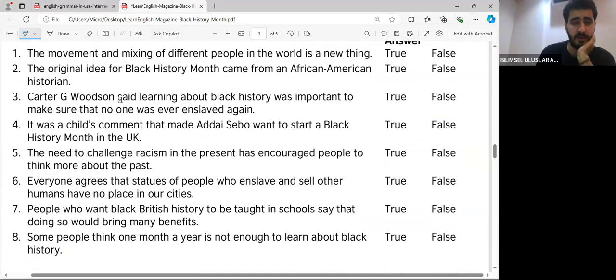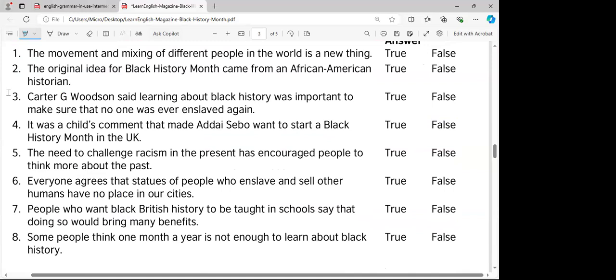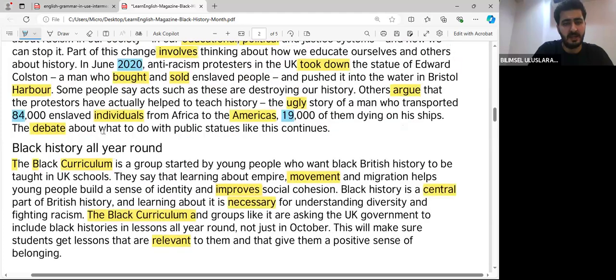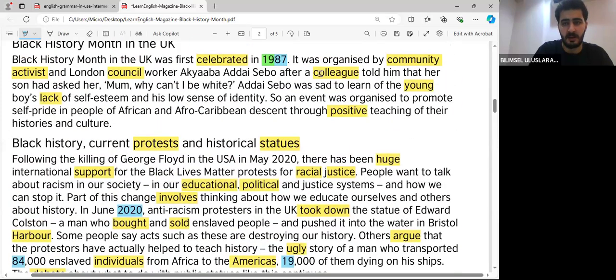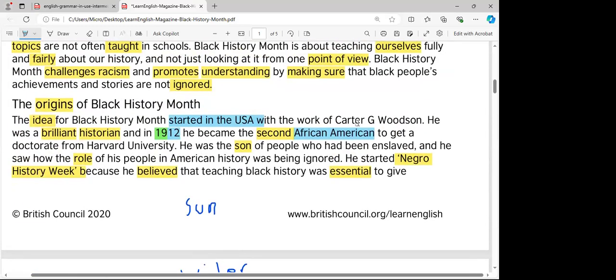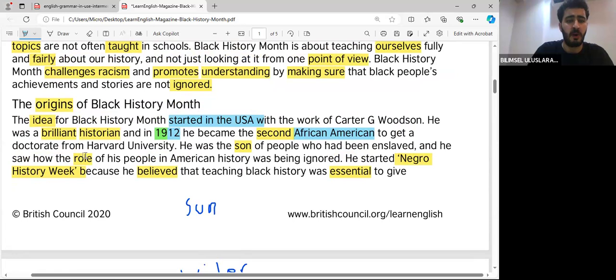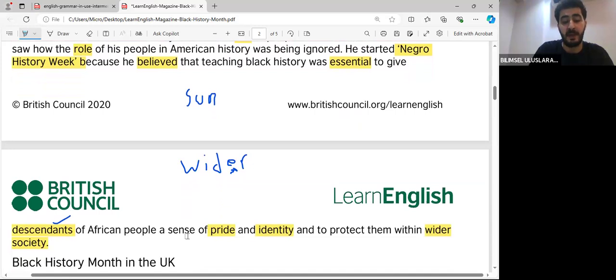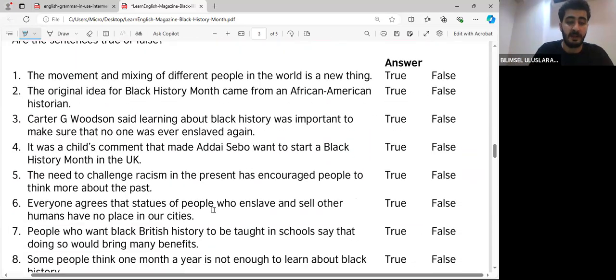All right, Ms. Urub, number three. Carter G. Woodson said learning about Black history was important to make sure that no one was ever enslaved again. I would say wrong. False. Good job. It didn't say that. He didn't talk about not being enslaved again. He talked about giving descendants of African people a sense of pride. He said the role of his people was ignored, and teaching Black history was essential to give the descendants of Black African people a sense of pride. So he was about teaching, about education, not about ending slavery. It didn't talk about that.